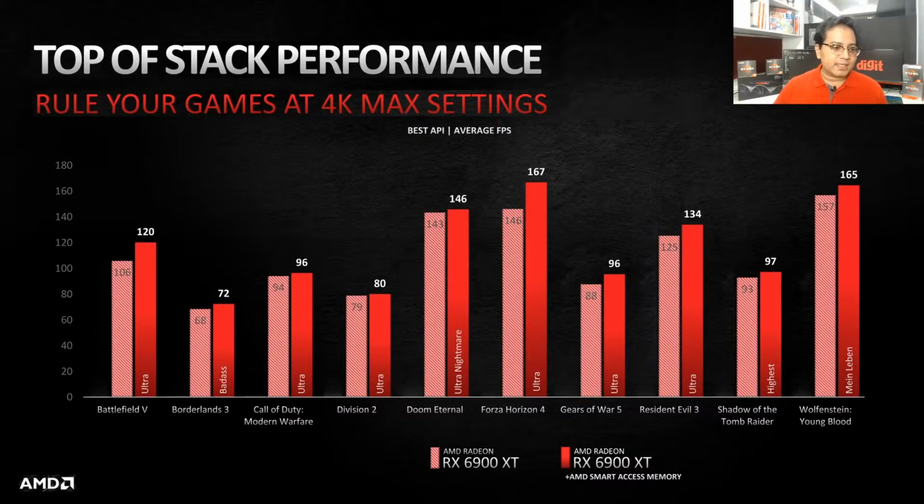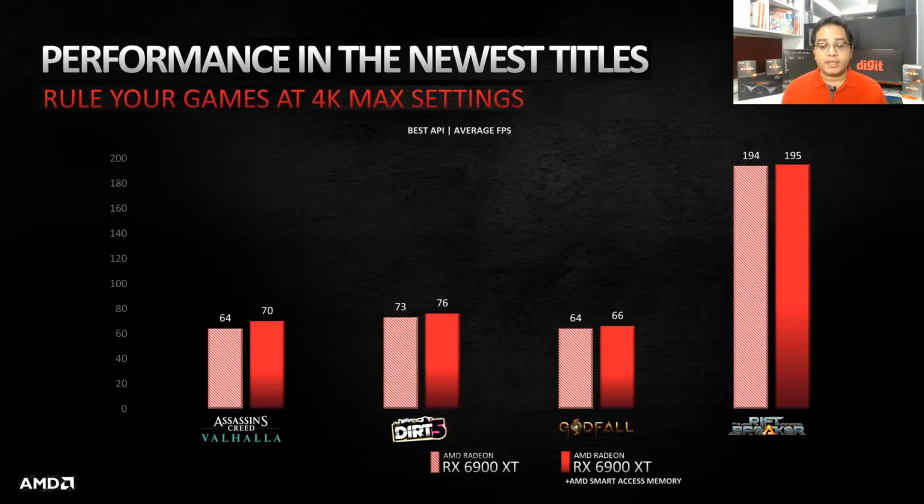Now, these games have been around for quite a lot of time, I would say around 1.5 to 2 years. And the slide that we're looking at right now shows more recently released games, released in the last 2 months. Here we see Assassin's Creed Valhalla, Dirt 5, Godfall, and Riftbreaker. So it goes on to show that the Radeon RX 6000 series of graphics cards are good even for the most recently released titles. Now obviously, over time, you should see performance patches from the developers and even driver updates from AMD bringing up the performance in these titles even more.